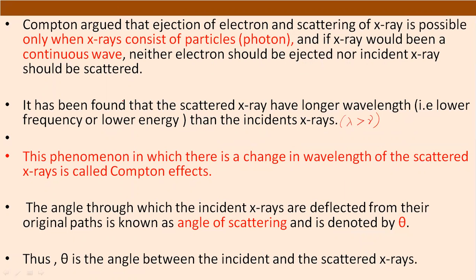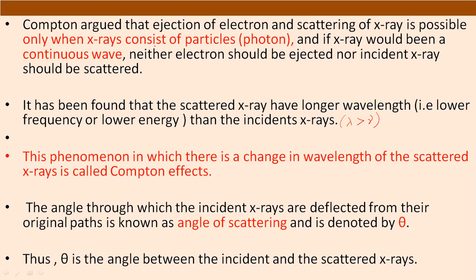That is, when the light is present in the form of quanta, or if the light has particle nature, then only the Compton effect is possible. And if the light is in continuous form or in wave nature, then this effect is not possible. That's what we have to make a note of over here.